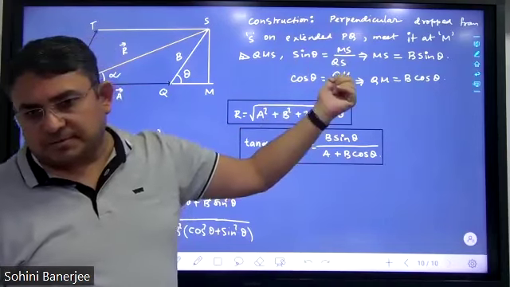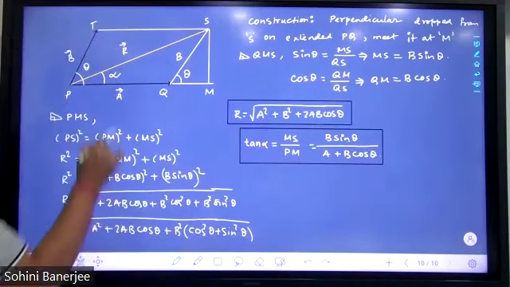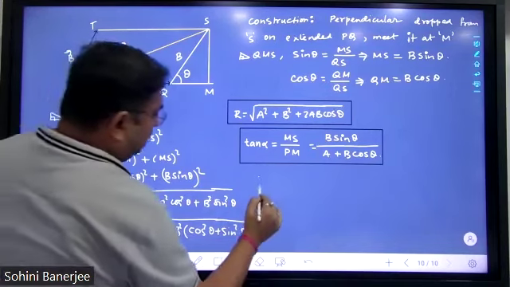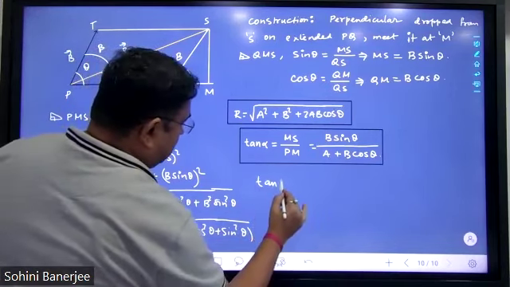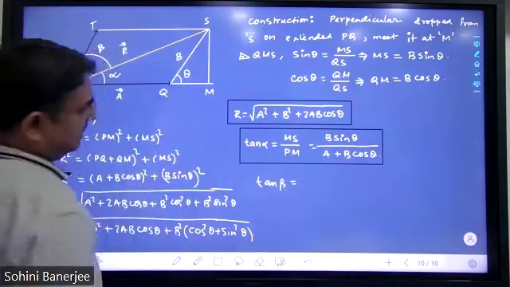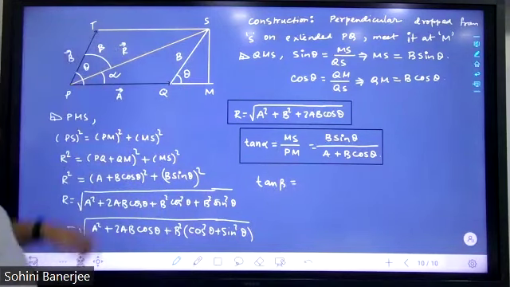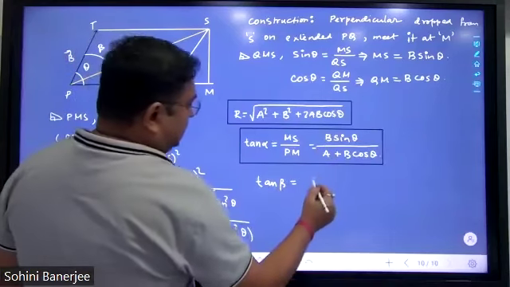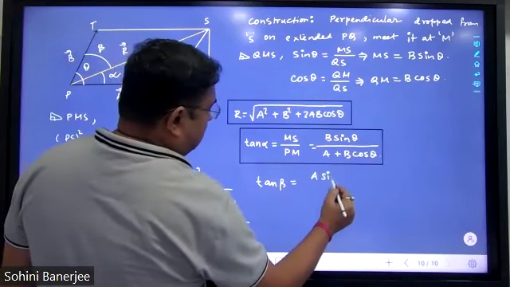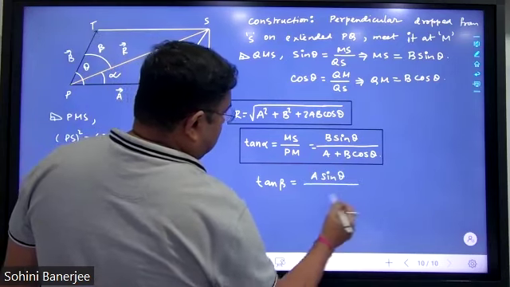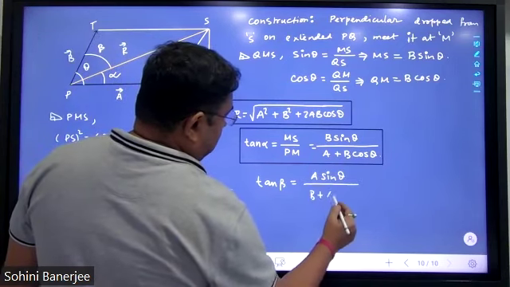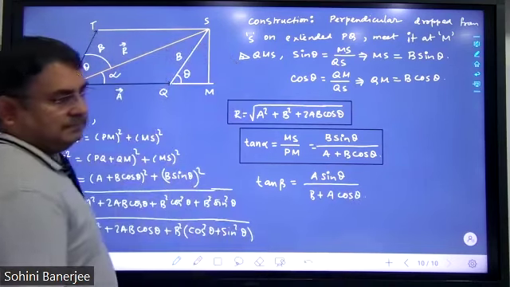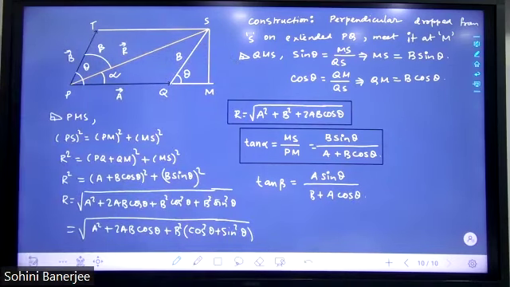So when you get the alpha with A, then tan alpha would be B sin theta by A plus B cos theta. For a change, if I had taken the angle with B, what would have been the answer? Without deriving, tell me. A sin theta by B plus A cos theta. Because beta is taken with B, A should be associated with sin theta and cos theta. Clear?